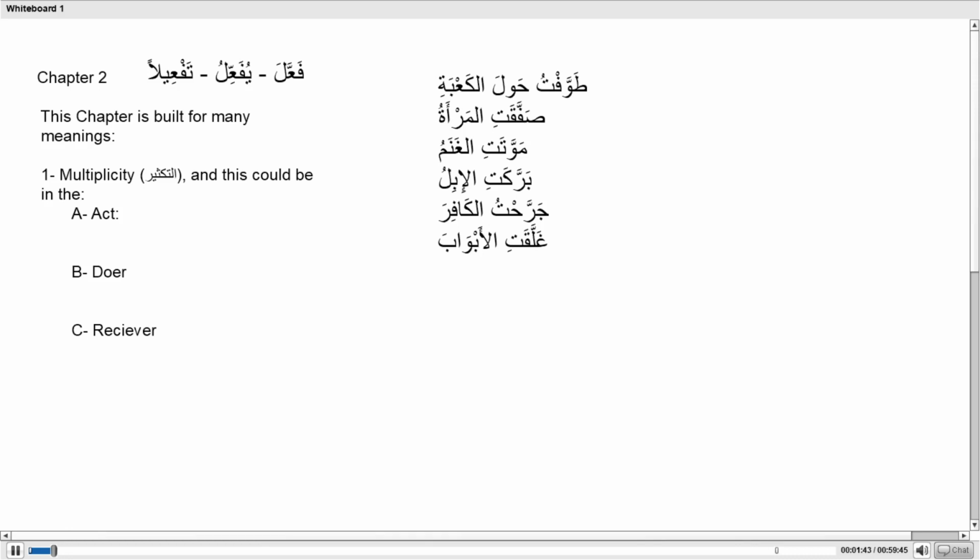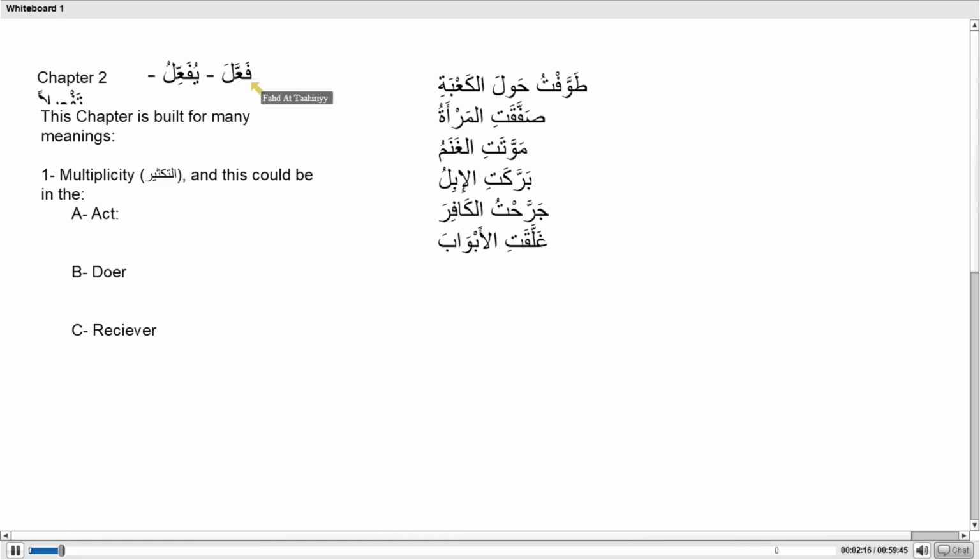Today, inshallah, we take a new chapter, which is the second chapter of the 3+1 verbs, and that is فعل يفعل تفعيلا. فعل يفعل تفعيلا. And فعل, the extra letter in it is due to doubling the ayn.